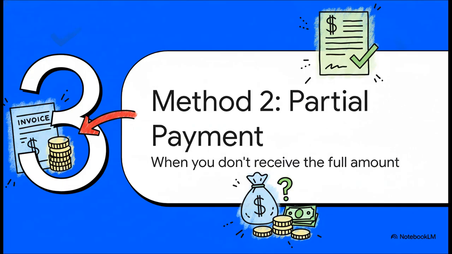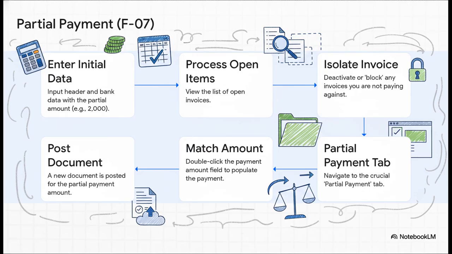Of course, life in accounting is rarely that simple, right? So what happens when a payment comes in, but it's only for part of the invoice? Let's take a look at how SAP handles that scenario. The process starts out exactly the same, but this time in the bank data, you're going to enter the partial amount that you received, let's say $2,000. Now, when you process the open items, you'll see that the amounts at the bottom don't match. This is the fork in the road.